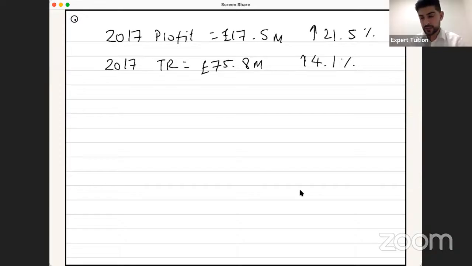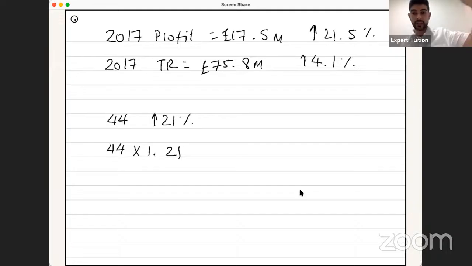Now, ignore this question for a second. Remember how I said to you that if I have a number, let's say 44, and I want to determine, let's say, a 21% increase on 44, what do I do? Well, I simply go 44 times 1.21. Do we agree? That would give me a 21% increase on the number 44. Now, the thing is I do not actually know what the revenue or the profit is in the year 2016 yet.